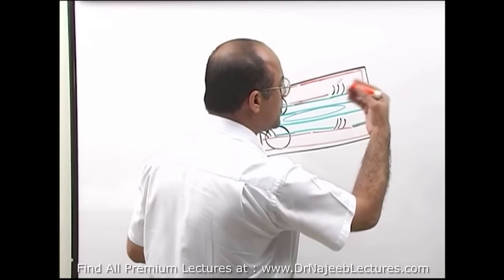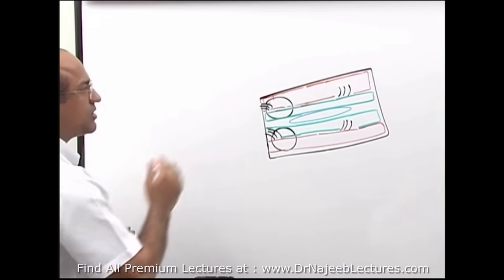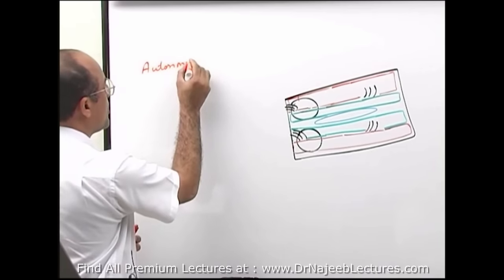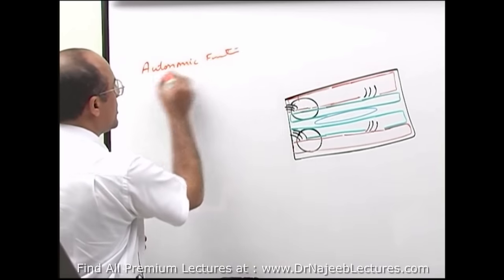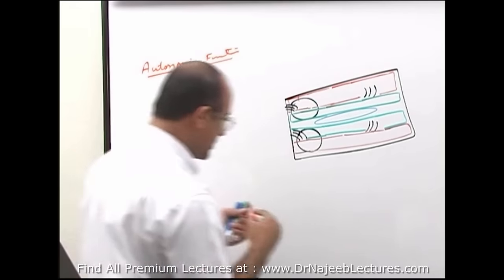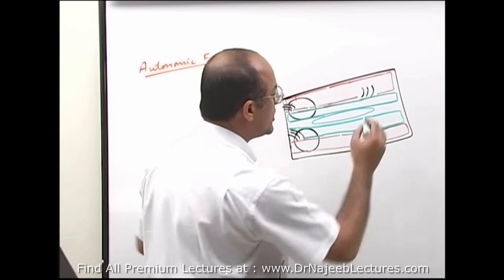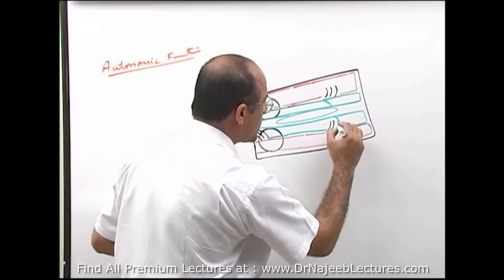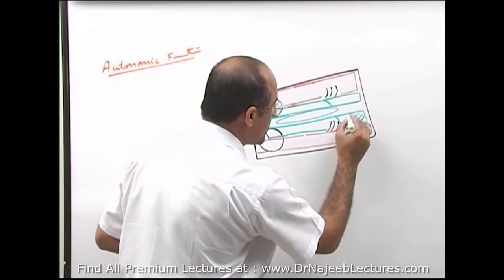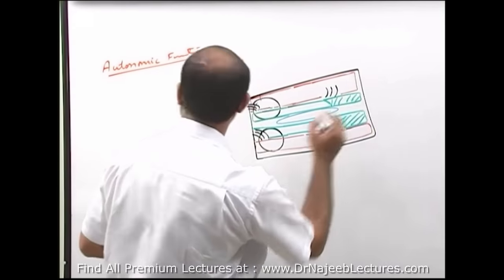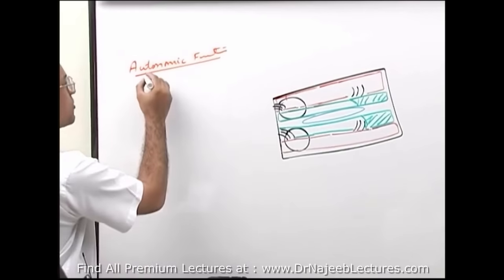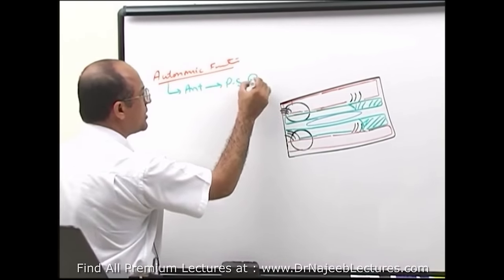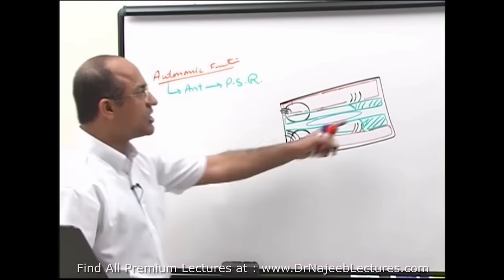Rather than dividing into regions, I will ask the basic functions. Autonomic functions. The anterior hypothalamus is concerned with? Anteromedial hypothalamus. If it is stimulated, it will produce a parasympathetic response. The anterior hypothalamus is concerned with the parasympathetic response and the anti-rise center.